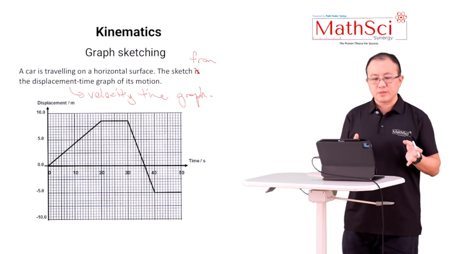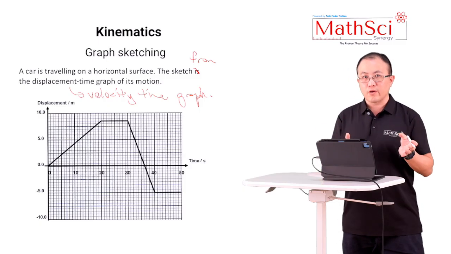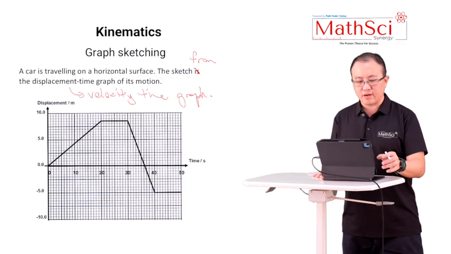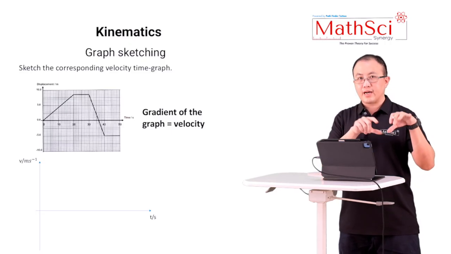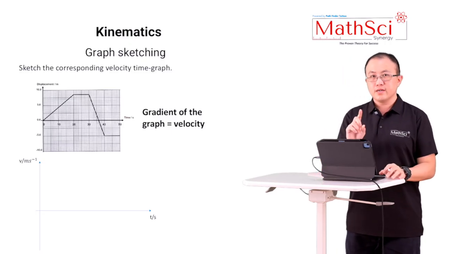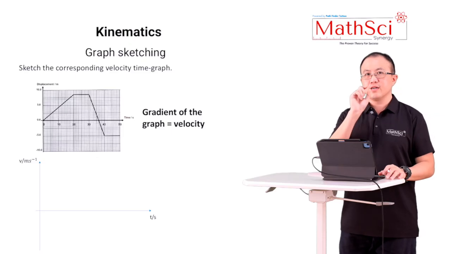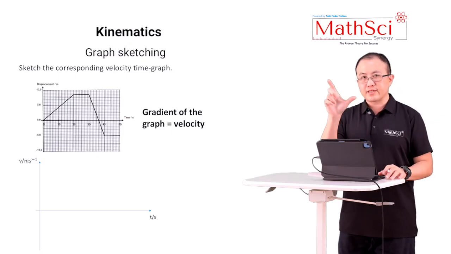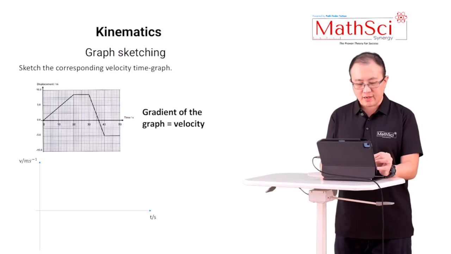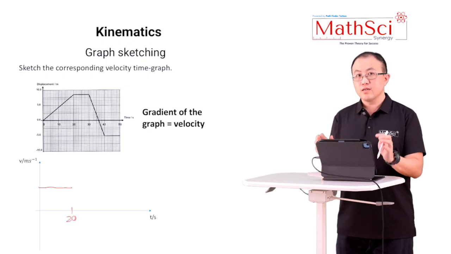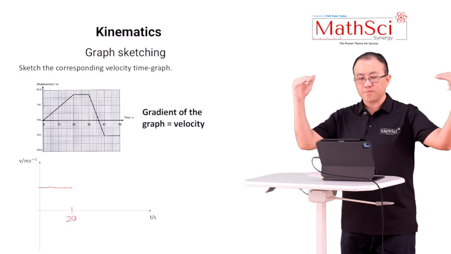Okay, so you are given a displacement time graph and asked to sketch the corresponding velocity time graph. Now if you look at the next slide, I have already prepared an xy axis for you. Remember, the gradient gives you the velocity. So for the first part, the gradient of the displacement time graph is constant. So I'm going to draw a horizontal line that will stop at 20. Positive gradient, right? So it's on top.